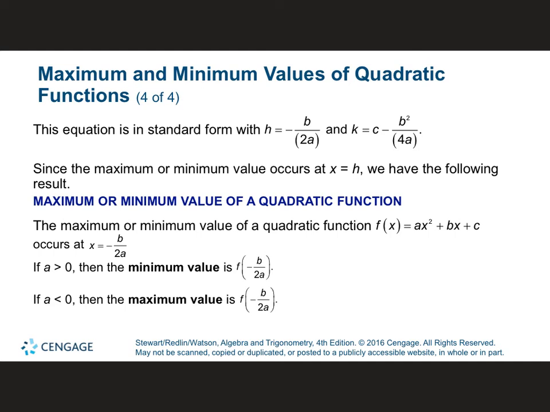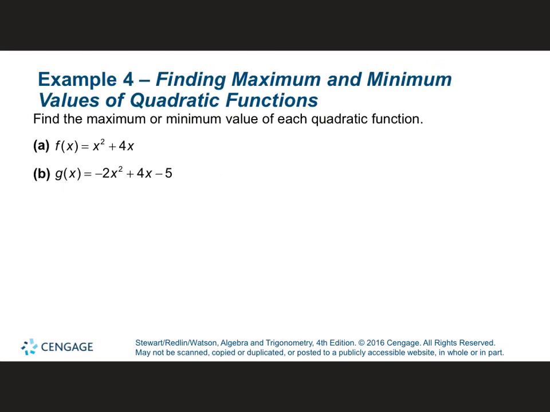With these, you would have to look at your a value that you're starting with. If a is positive, then you have a minimum value. If a is negative, then you have a maximum value. So if we look at our last two examples, we're just finding the maximum and minimum values of these quadratic functions, which we can do using the formula x is equal to negative b over 2 times a.